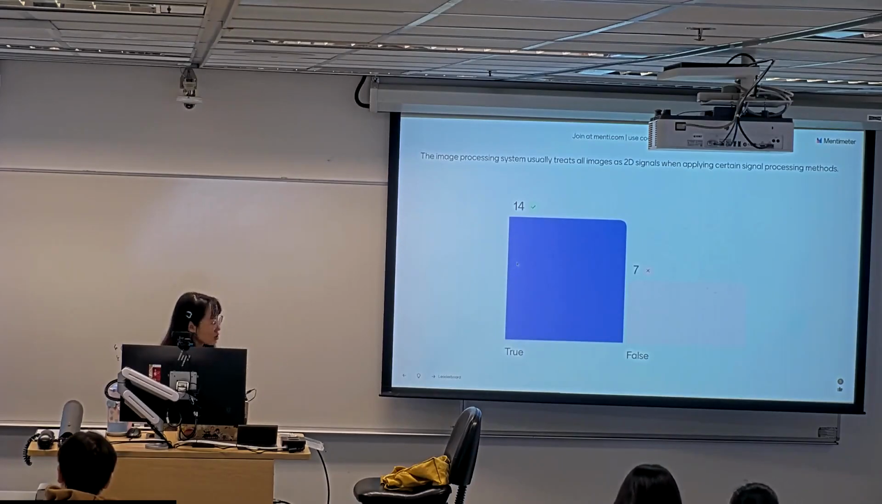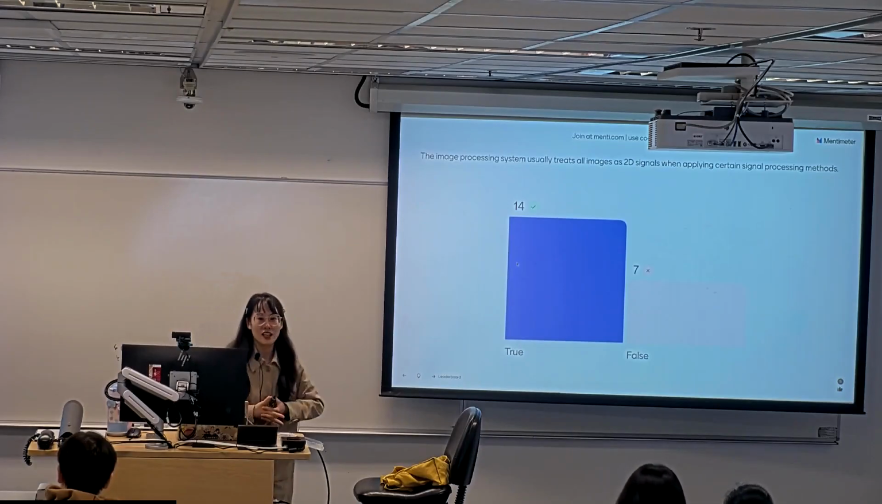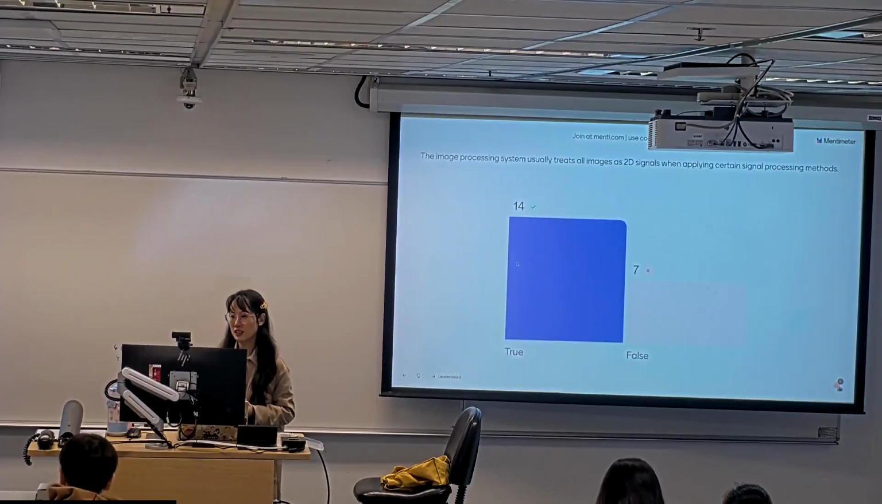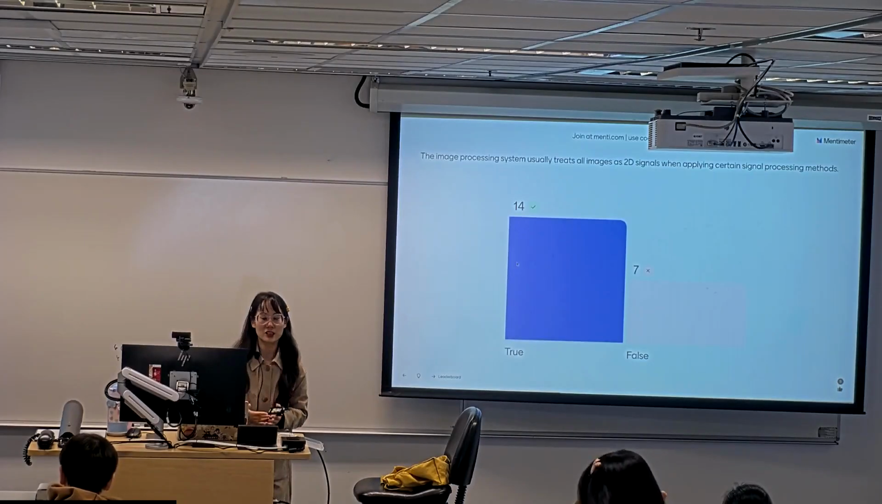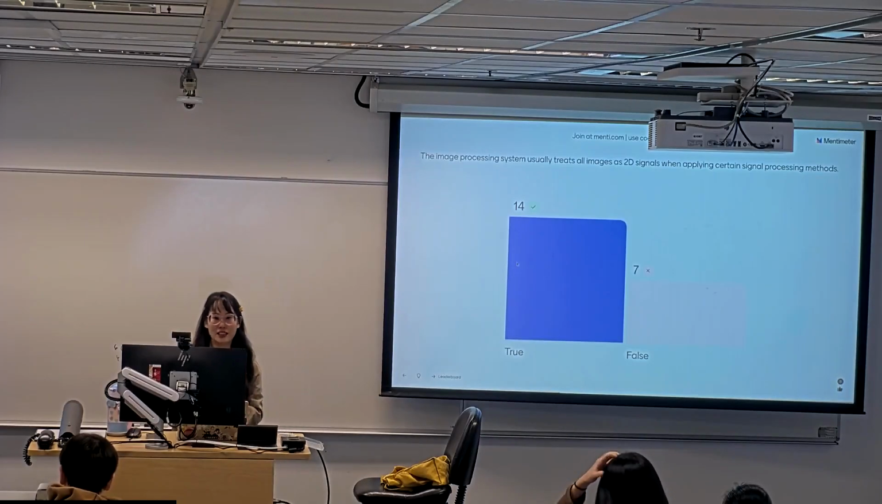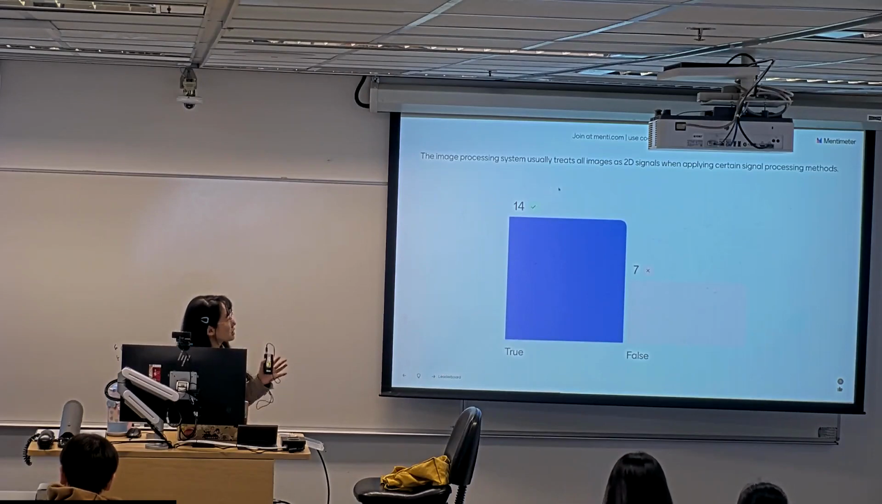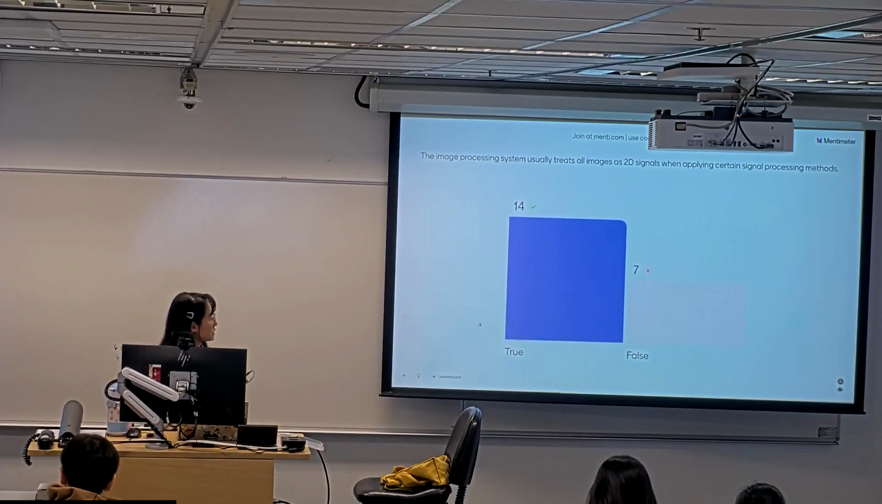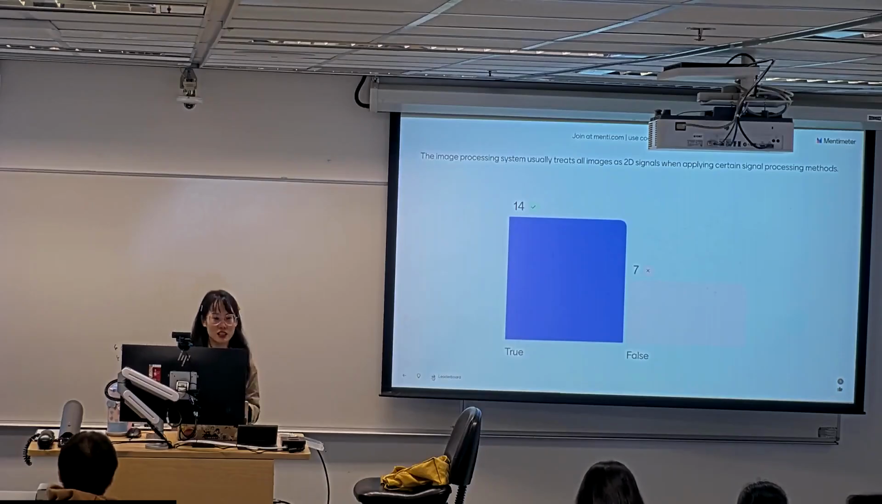And actually all of the image processing methods we have learned are just some of the signal processing. So they can also be extended to other dimensions to deal with other signals. The image processing just treats the images as 2D signals and then applies certain signal processing methods. So this is true. Like the convolution we have learned, actually convolution is not specific to imaging. Convolution is basically a general type in the signal processing methods.